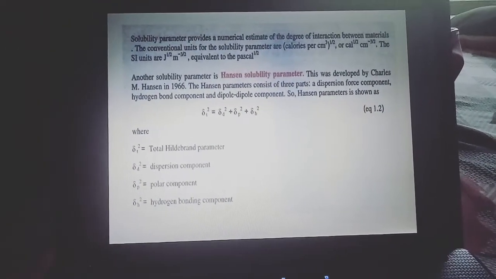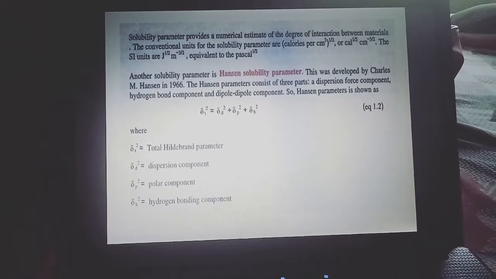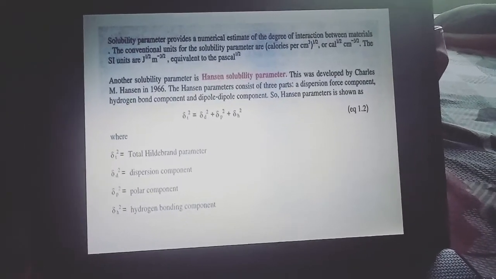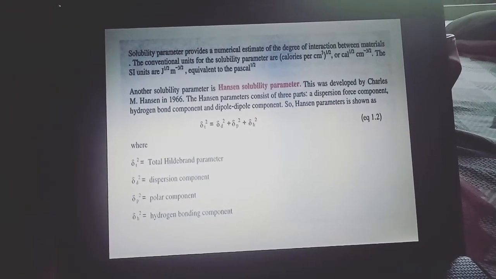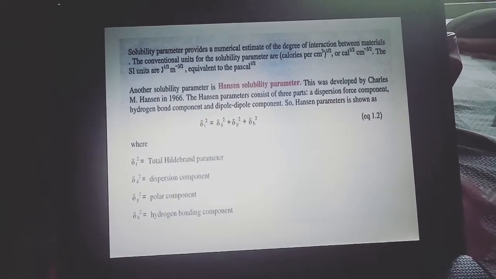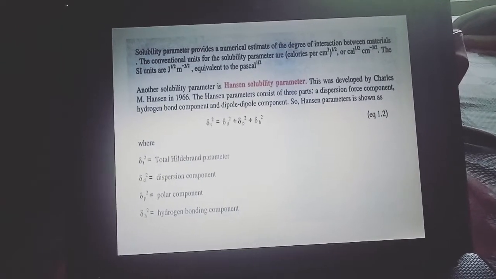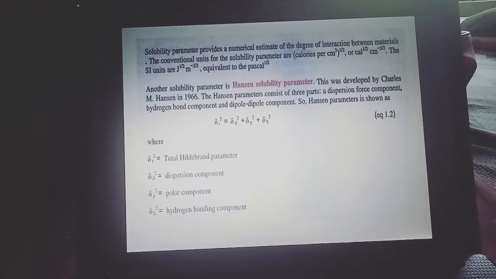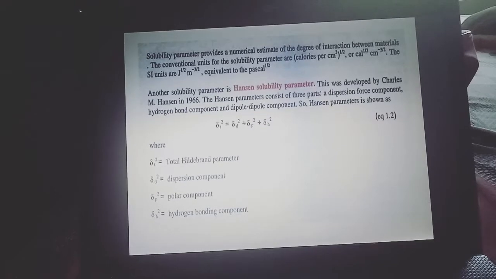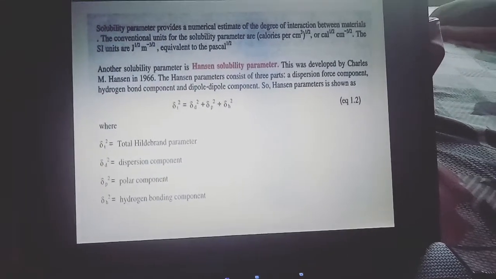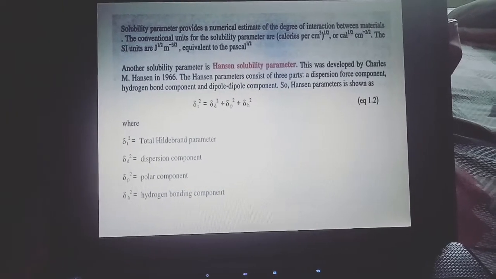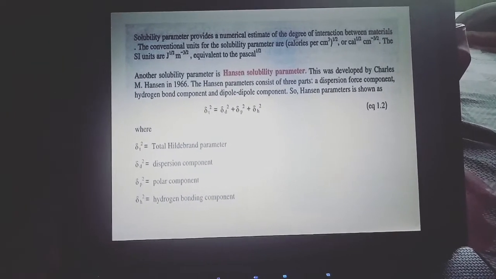Another solubility parameter is the Hansen solubility parameter. There are two solubility parameters we are studying here. Second is the Hansen solubility parameter. It was developed by Charles M. Hansen. Okay, by his name this parameter is called the Hansen solubility parameter. It consists of three parts: a dispersion force component, a hydrogen bond component, and a dipole component.